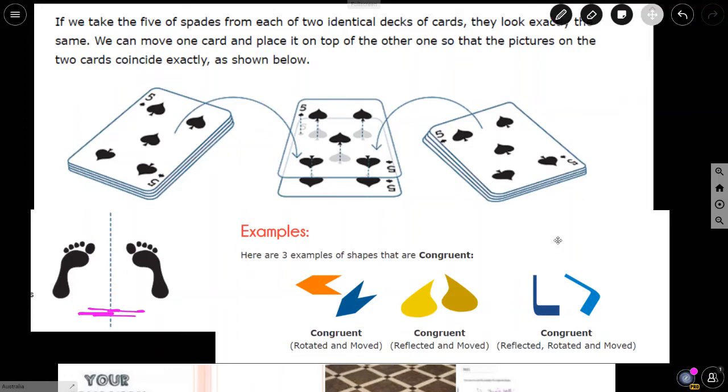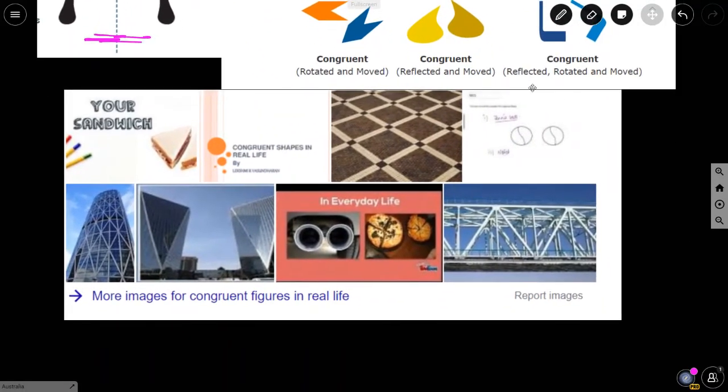Let us see some more day-to-day life examples. These sandwiches are congruent. This flooring is congruent. This small picture shows congruent figures. These two pictures are congruent. Here the sandwiches are congruent. And here you can see triangles of the same shape, which are also congruent.